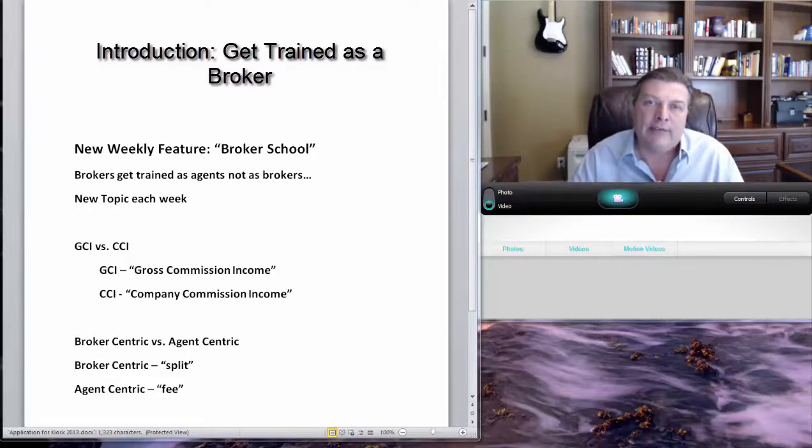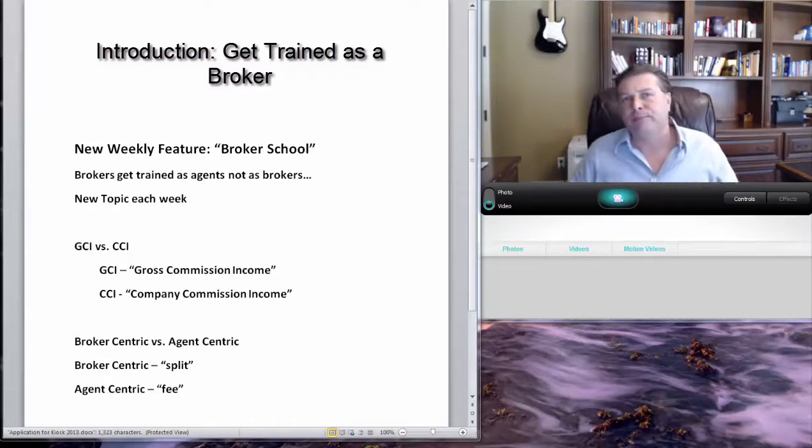Now, the next thing you have to understand about a brokerage office, very basic, is broker-centric versus agent-centric. Broker-centric offices are typically the old-style split shops, whereas an agent-centric office is usually a fee-based shop where the agents are usually getting 100%. There is no such thing as a completely broker-centric or a completely agent-centric office per se. Most offices are somewhere in between, and probably the majority of offices are more agent-centric.